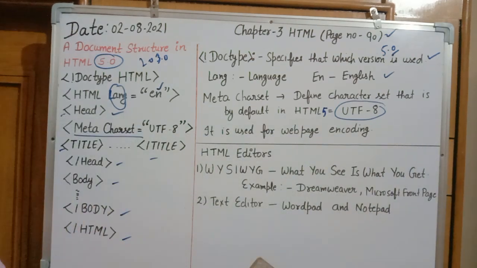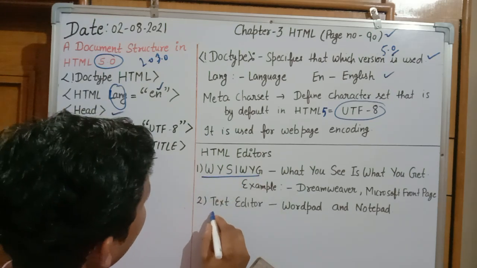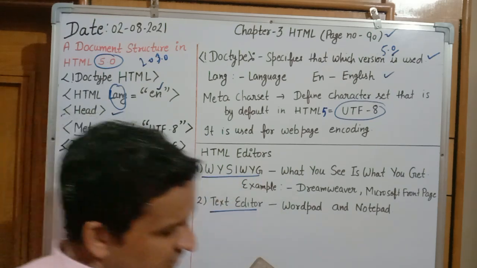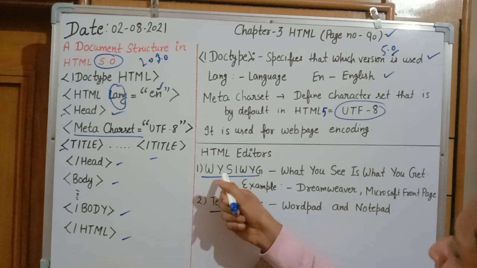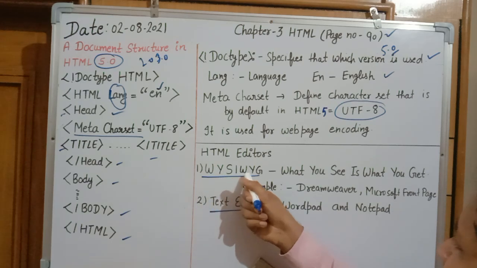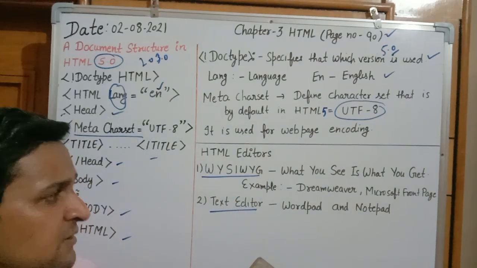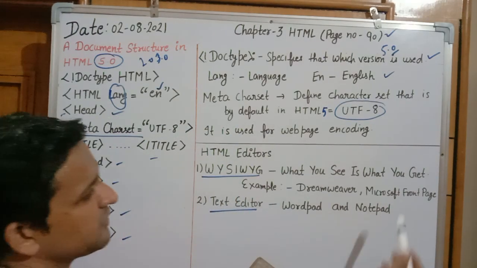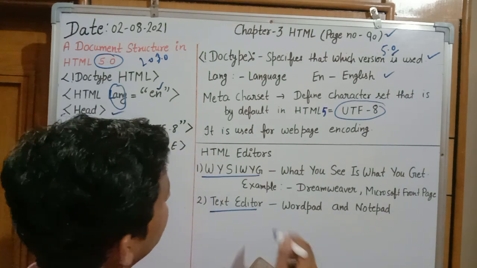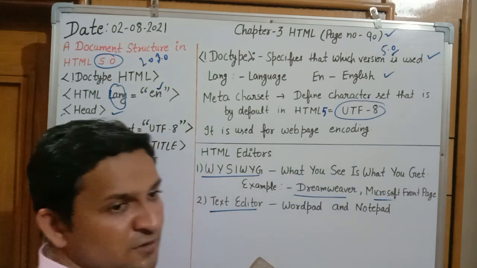Next is the HTML editor. HTML supports two types of editor. One type is WYSIWYG, the second is a text editor. What is the meaning of WYSIWYG? What you see is what you get. It means you can directly see the specific output and you directly get the same output, and it is possible with the help of Dreamweaver and Microsoft Front Page software.